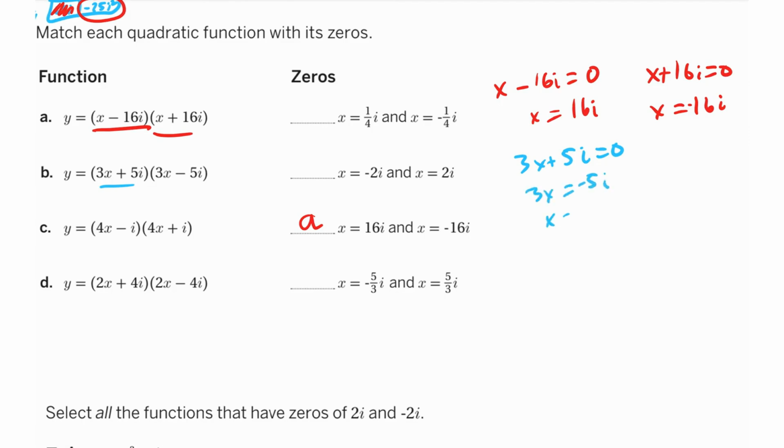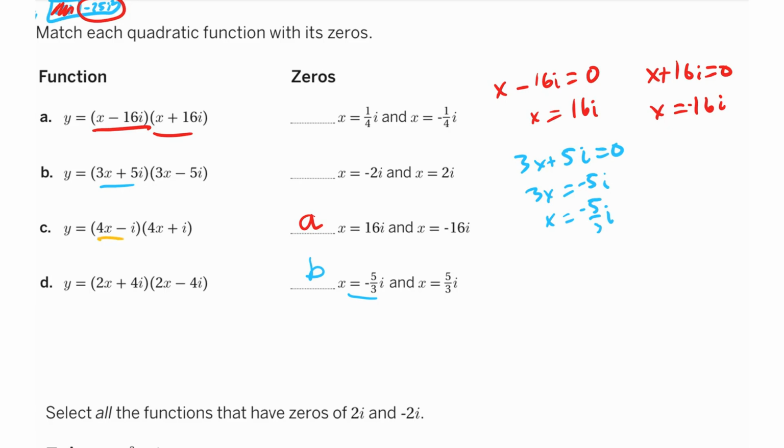Then I divide by 3 and I get negative 5/3 i. Again, I could do the other one, but I can see here that we only have one that has negative 5/3 i as an answer. And what you'll notice also is that for each of these I'm solving for, the solutions are just going to be the opposite value, right? One of them will be positive and one of them will be negative.